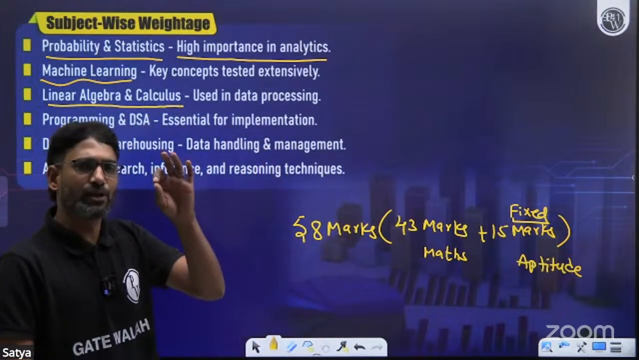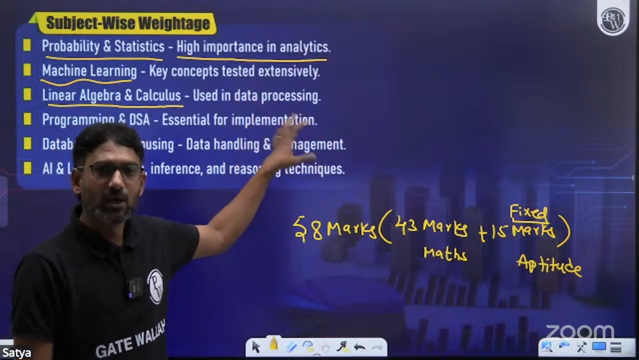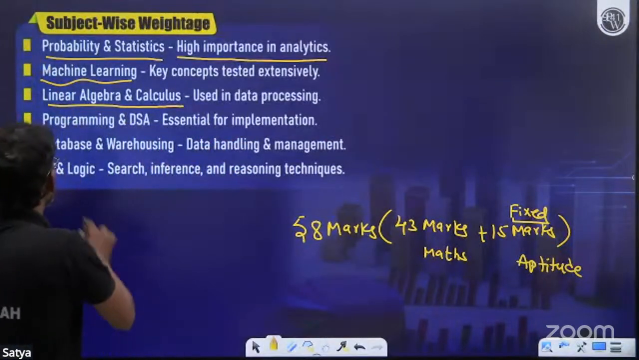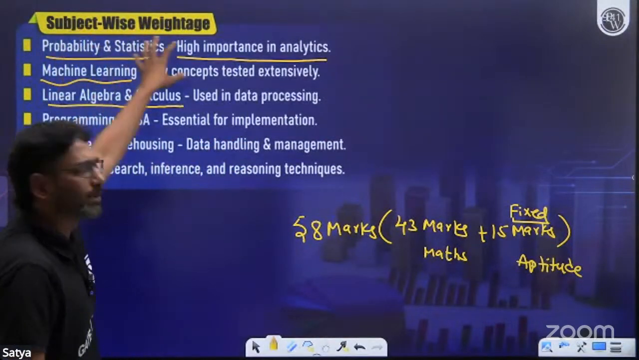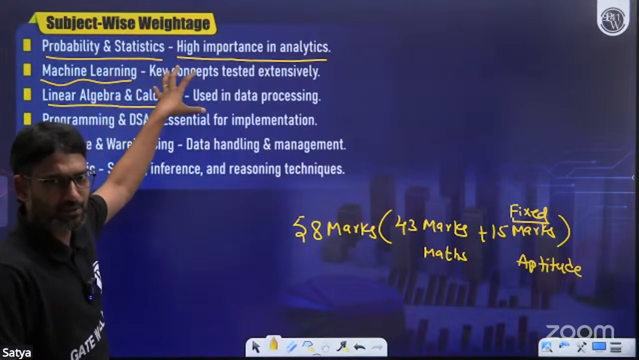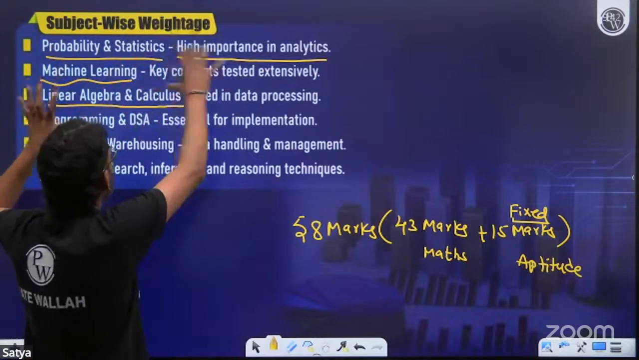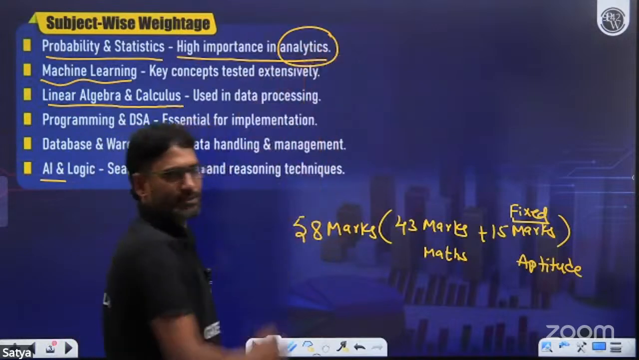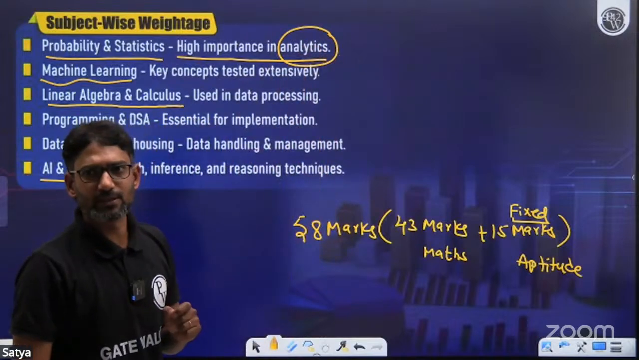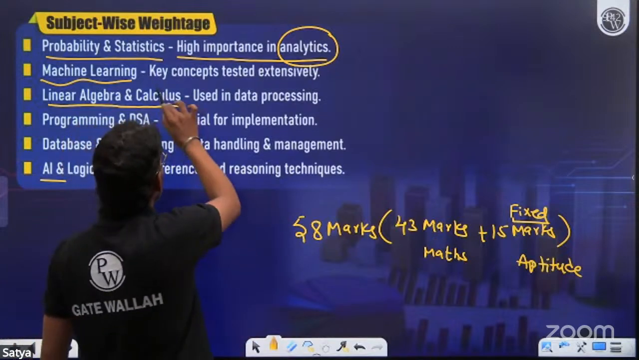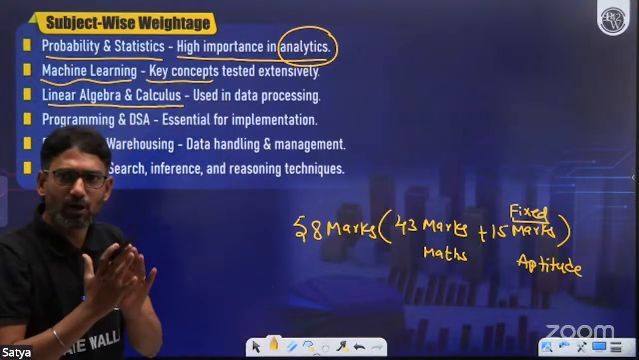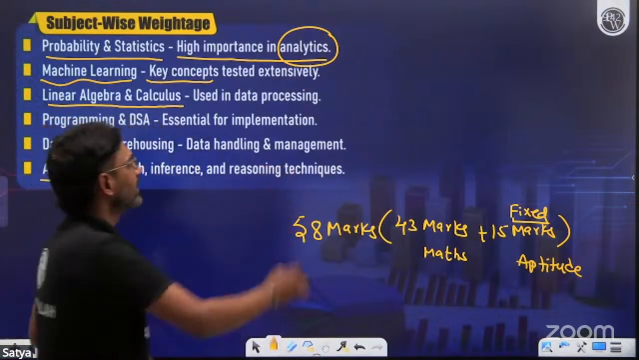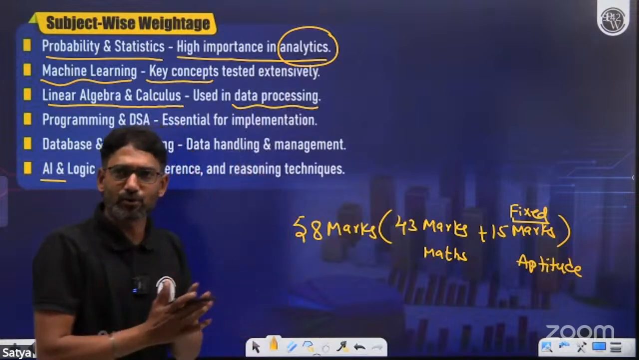They will make sure you answer all the weightage marks that you will get from machine learning, artificial intelligence, and probability, statistics, mathematics, right? From probability and stats, more of the questions are from analytics, so analysis-based questions, and from machine learning, basic and key concepts are tested. From linear algebra and calculus, yes, you will have more data processing questions.